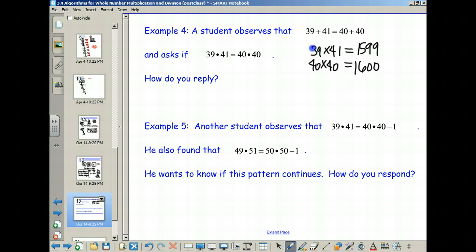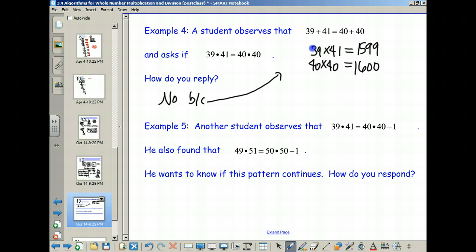Okay, so you can answer the student really quickly, right? So answer the student for me. No. And you can justify that by multiplying that and showing him that it doesn't work. So how do you reply? The answer, of course, is no. Because of this, right? We've shown that this doesn't hold.